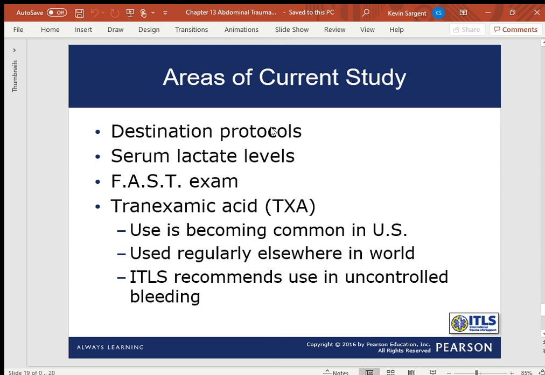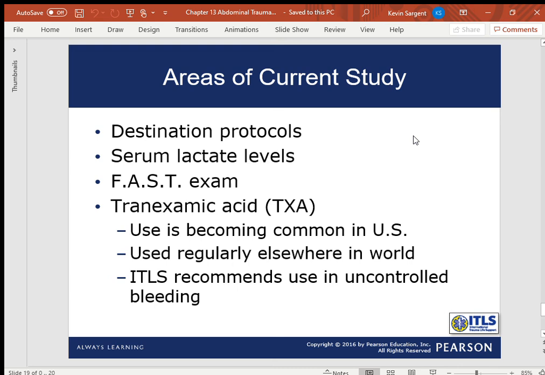So, areas of current study, things that people are looking at in trauma. One is destination protocols. Trauma, just like STEMI, like everything else, is very much a specialty center, and trauma is one of those areas where patients definitely benefit from a trauma center. Serum lactate levels is another thing that people are studying, and a lot of times serum lactate levels are generally checked when you're looking for sepsis. A FAST exam is done through ultrasound, and you're basically looking for internal bleeding or any type of abnormality of internal structure.